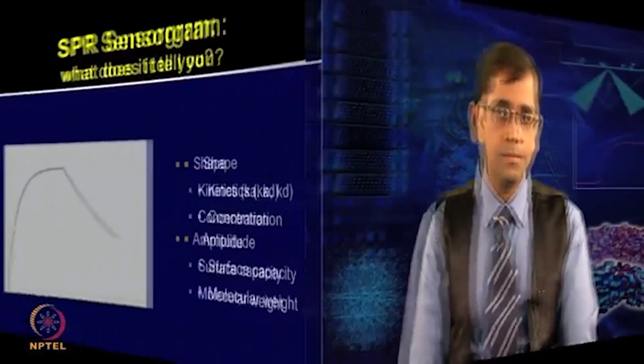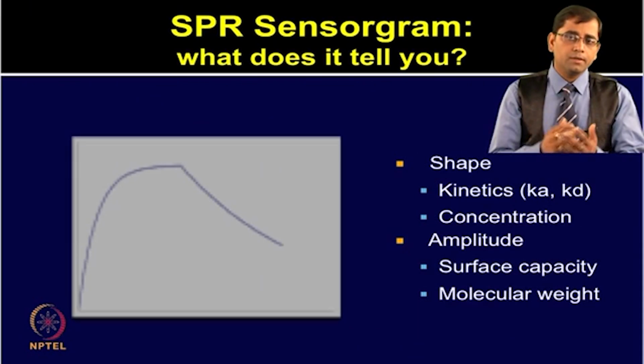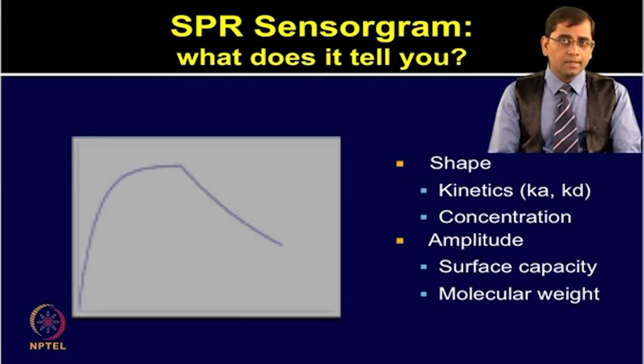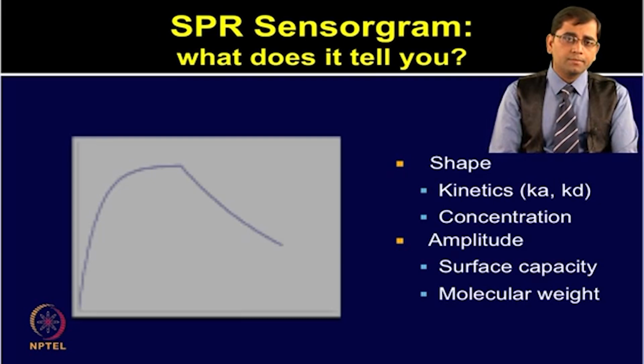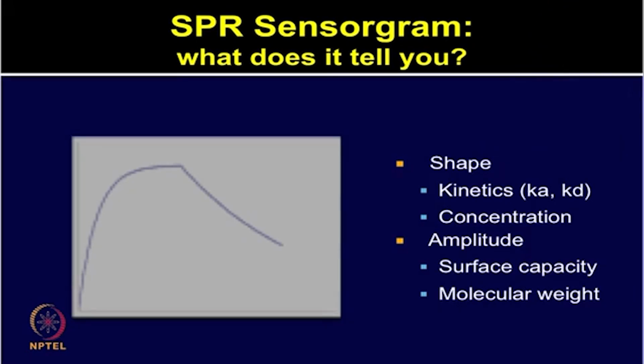So, what does a sensorgram tell us? These curves, shapes and amplitude of binding measurement can be used to determine the kinetics of interaction and concentration analysis. The analysis of an SPR sensorgram can answer many questions regarding specificity, affinity, kinetics, concentration and thermodynamics. So, the shape and amplitude provide various information by looking at these SPR sensorgram curves.